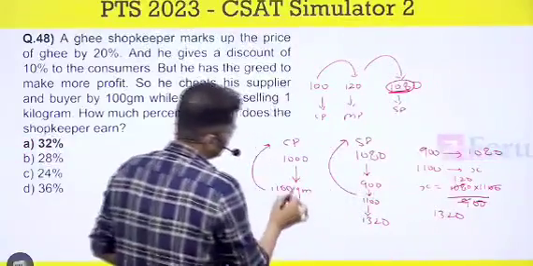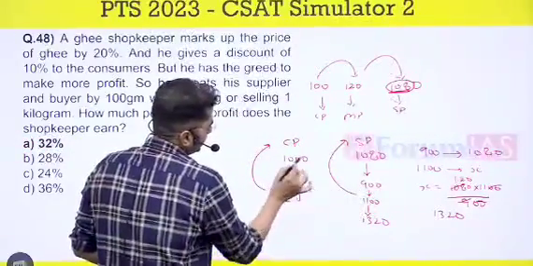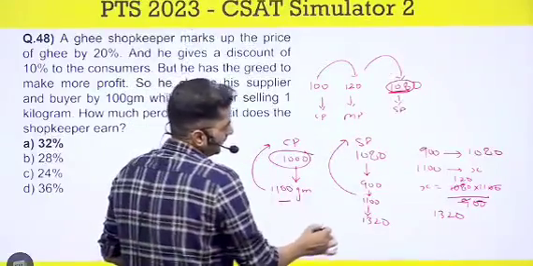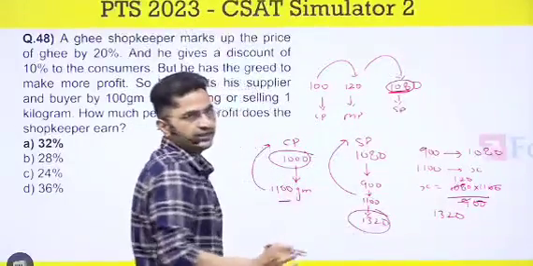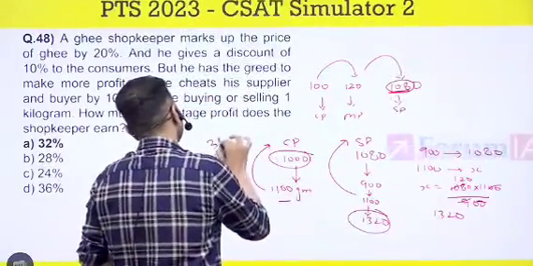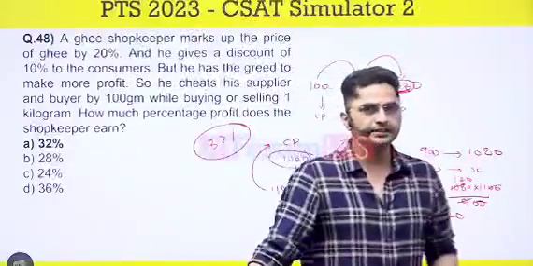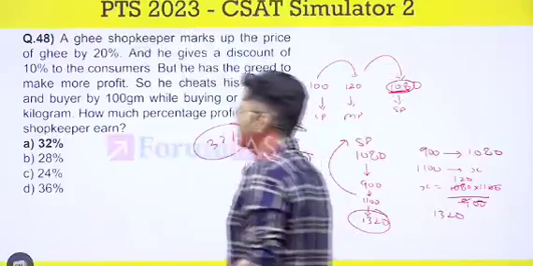So for 1100 grams, see, how much is he paying? Cost price is 1000 rupees, but selling price is 1320. So what is the percentage gain? 32%. So net he is gaining 32%. Answer would be A.